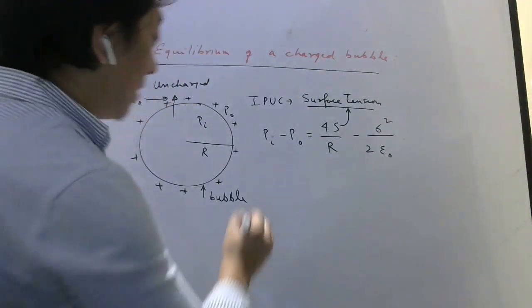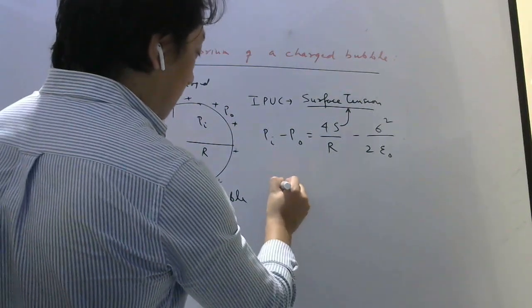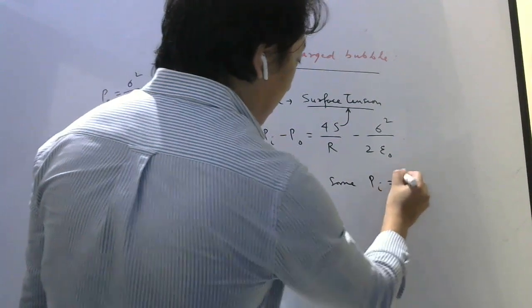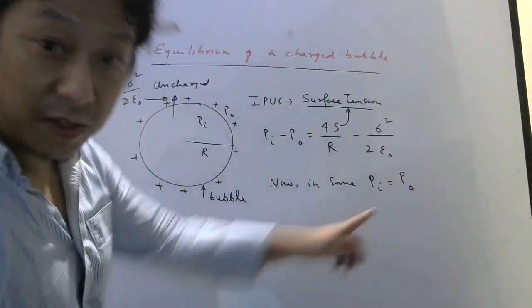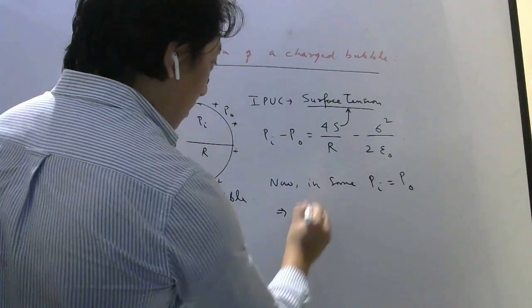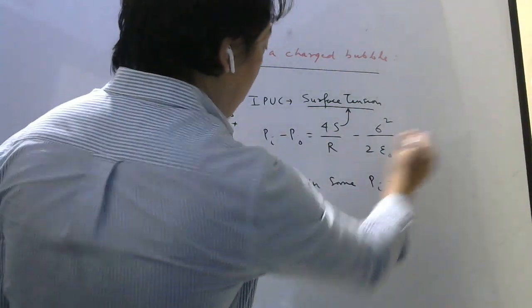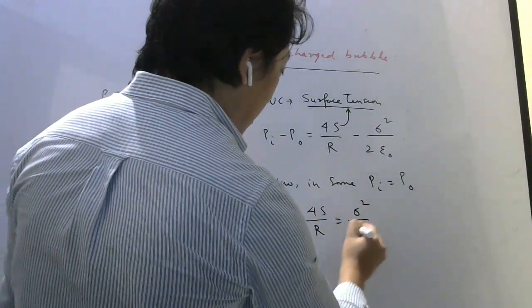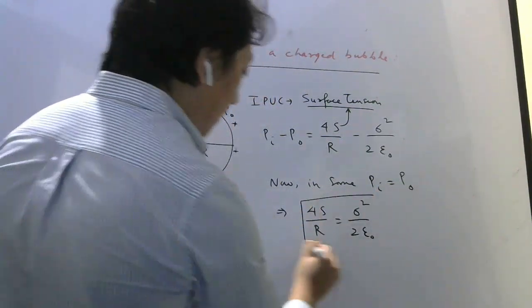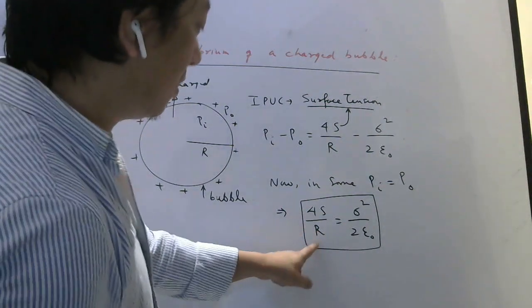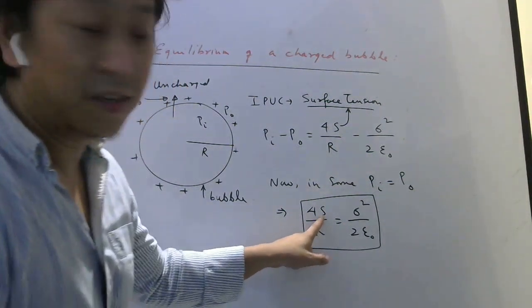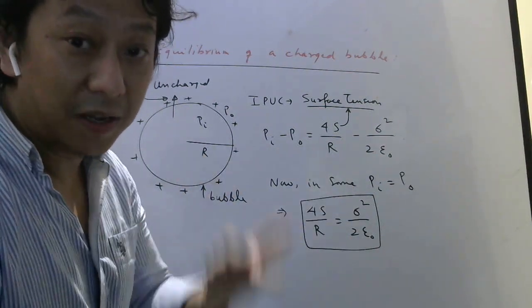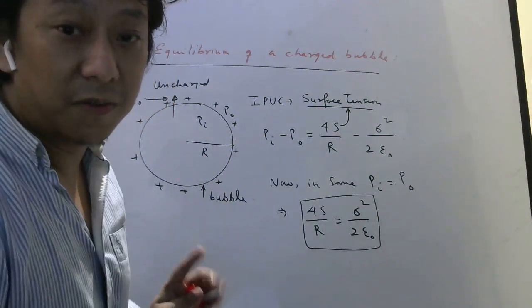Okay, students. Now in some questions, they may mention pressure inside is equal to outside. If they mention this, then what will happen? Then this will be 0, so you will get 4s by r equals sigma square by 2 epsilon naught. From here, they can ask you radius, they can ask you surface tension, they can ask you surface charge density. Any question can be made from this concept. So I hope everybody understood this.